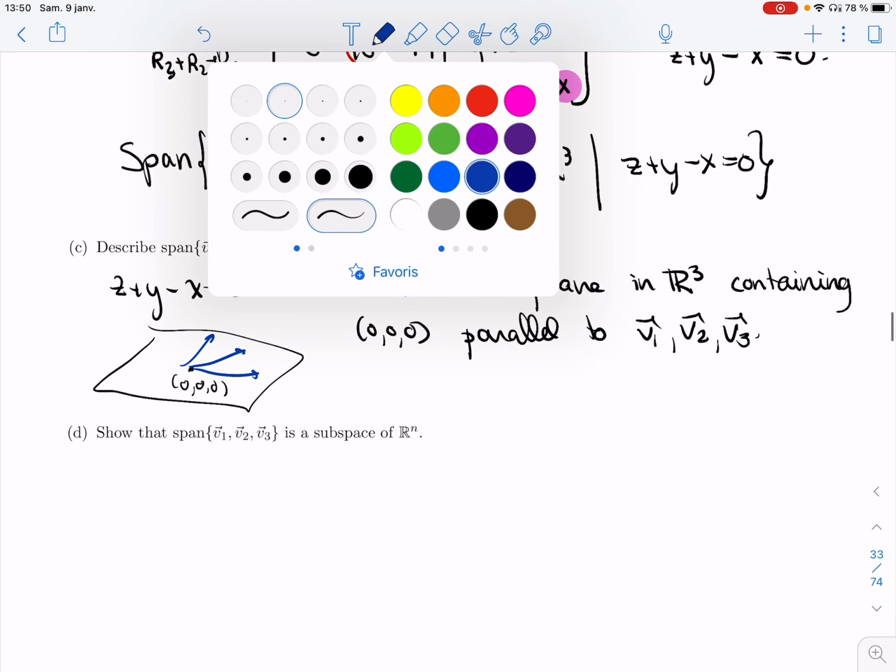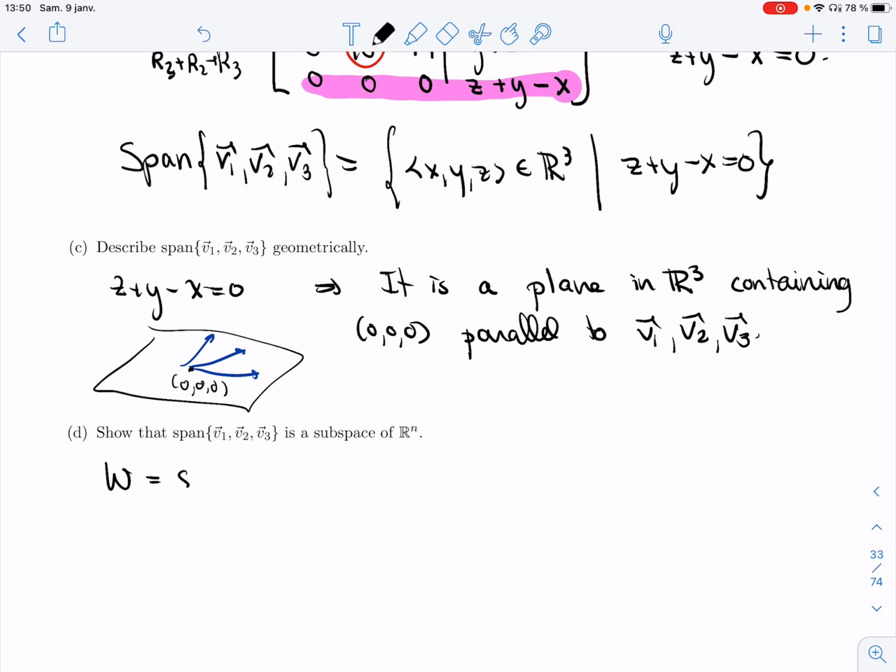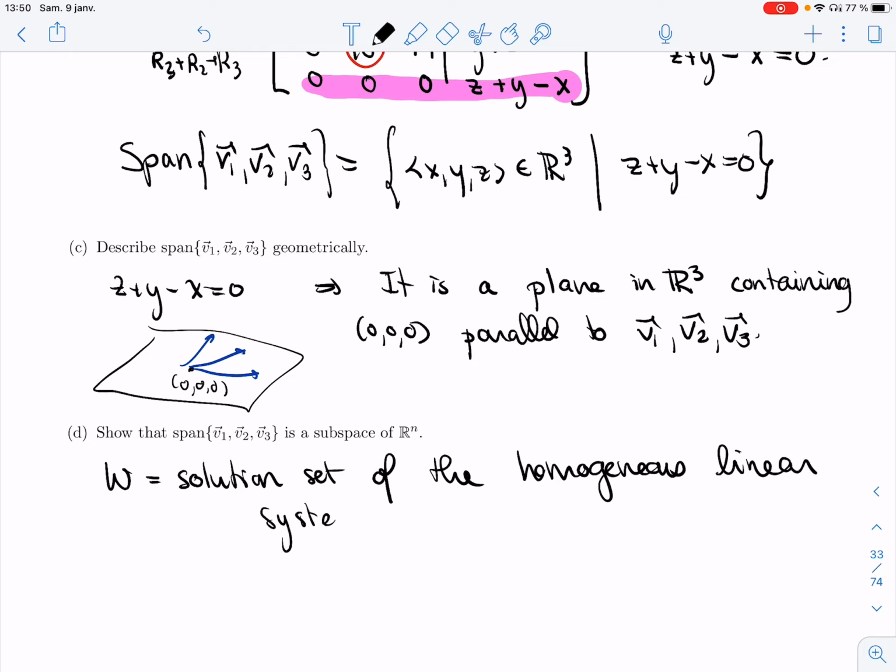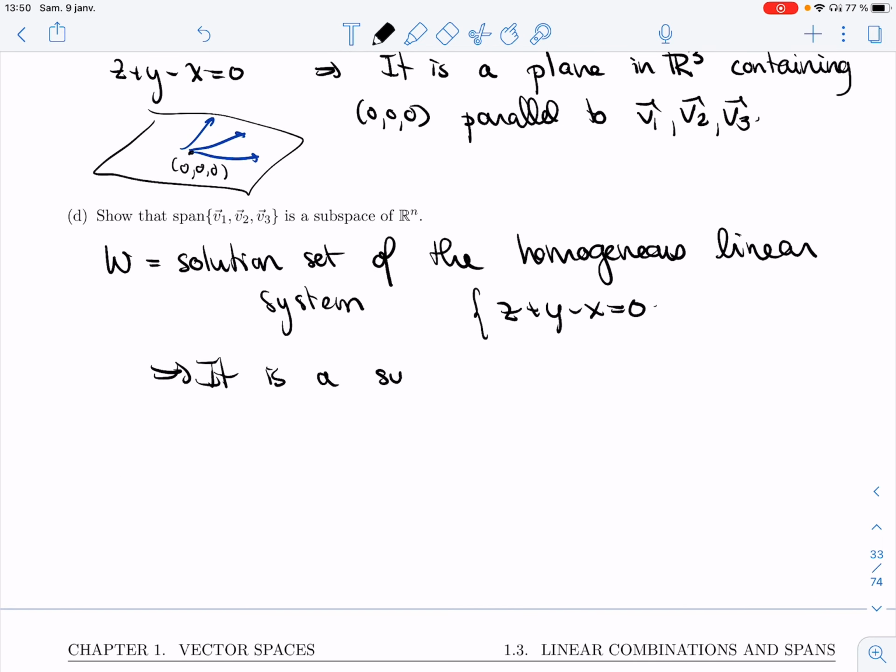All right, so W is the solution set of the homogeneous linear system z plus y minus x is 0, and so it is a subspace. We've proven that theorem. I think it was theorem 1.2.2.